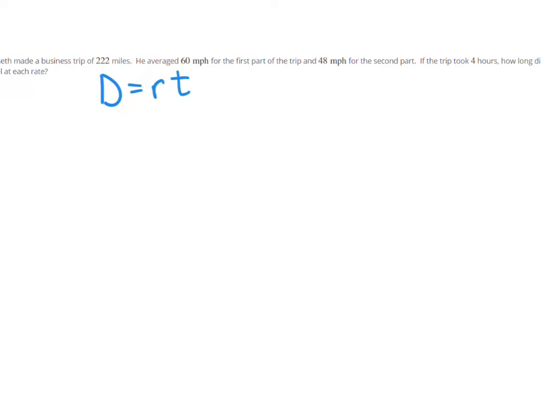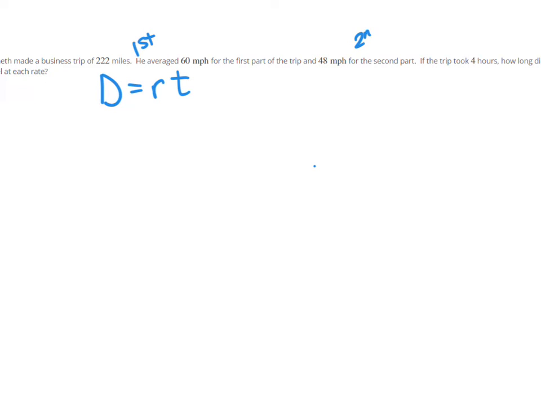I know on Hawkes videos, they kind of make this big chart. If you like the chart, you can do the chart. I'm trying to show you another way in case that didn't click for you. So I'm just going to use this formula, distance equals rate times time. It says Kenneth made a business trip of 222 miles. He averaged 60 miles per hour for the first part of the trip and 48 miles per hour for the second part. Okay, so we're going to have two scenarios, the first part of the trip and the second part of the trip. So the first part, I'm going to do distance equals rate times time.